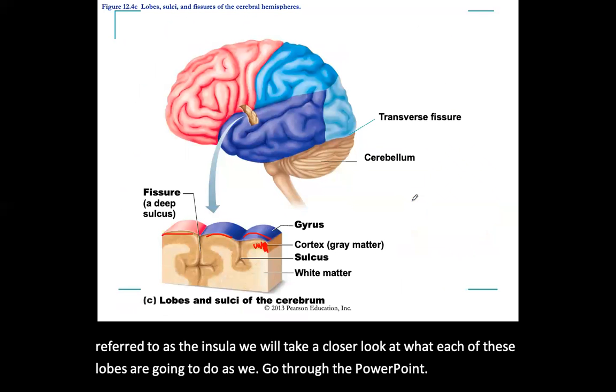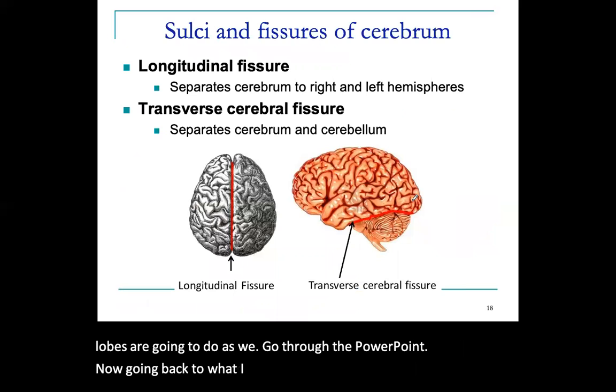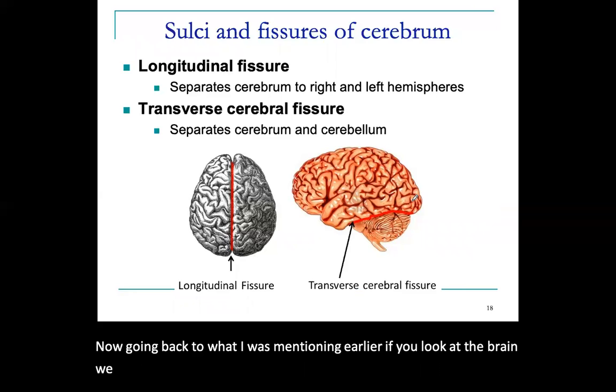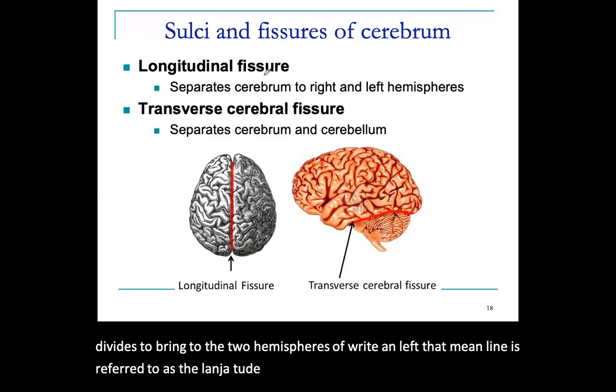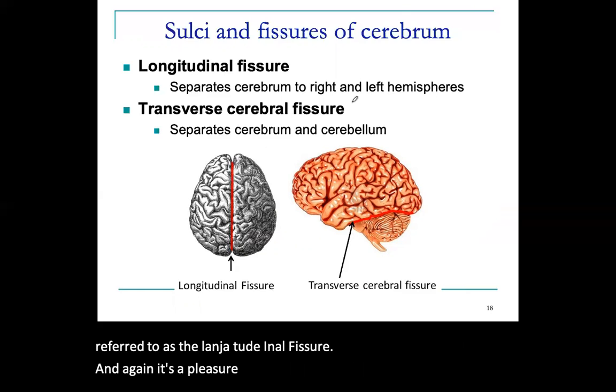Now, going back to what I was mentioning earlier, if you look at the brain, we all understand that the brain has 2 hemispheres. So the main line that divides your brain into the 2 hemispheres, right and left, is referred to as the longitudinal fissure. And again, it separates your cerebrum into the 2 hemispheres.